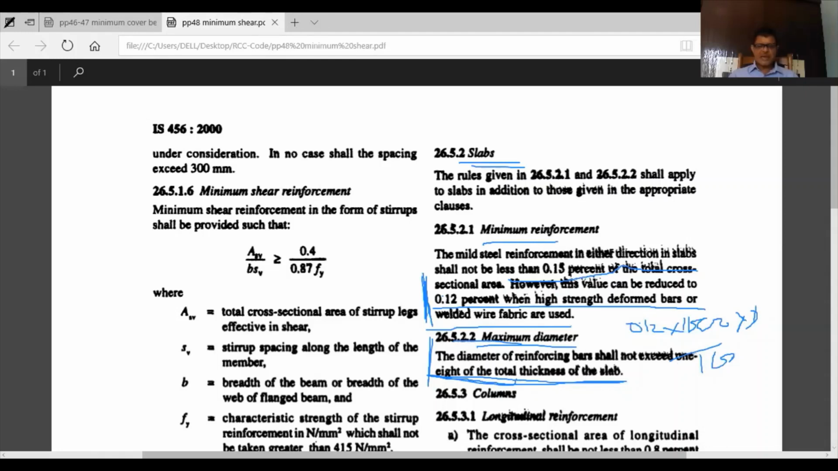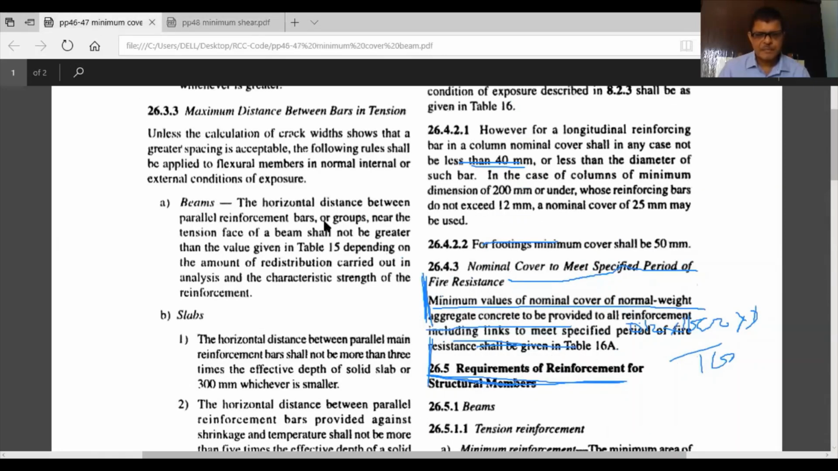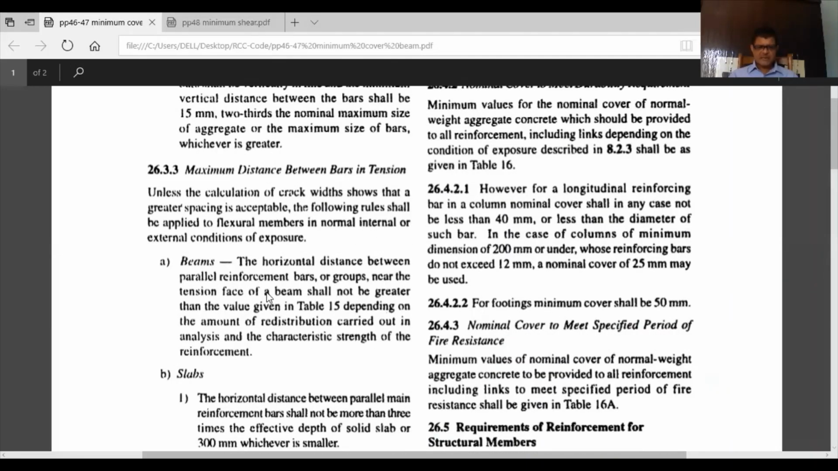Now similarly, we can discuss here regarding the spacing of the bars. In the spacing of bars, you can also see the minimum distance. We have seen the maximum distance between the bars in tension, but in beams we have already seen that the spacing between the individual bars, horizontal as well as vertical, is given prior to this clause.